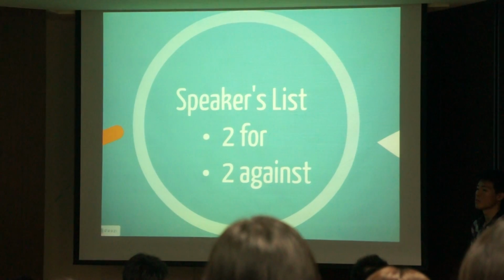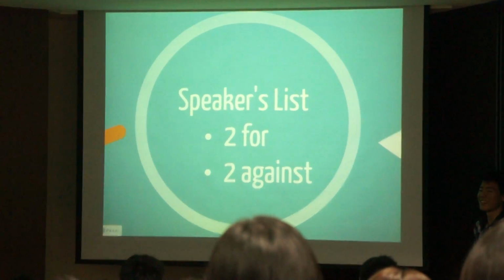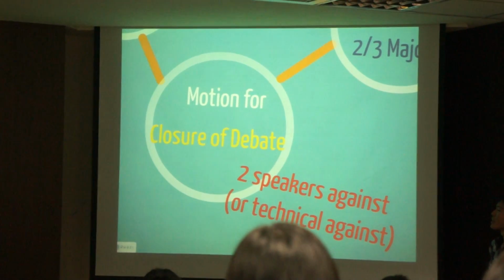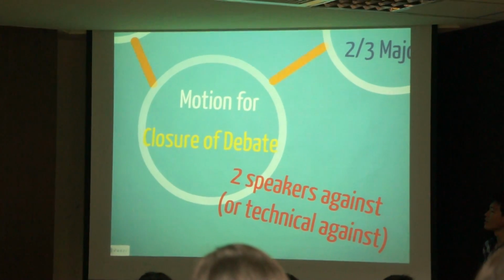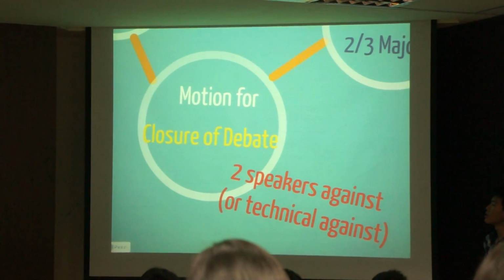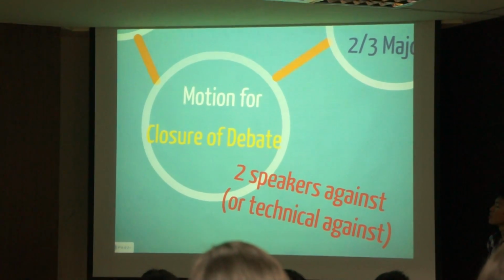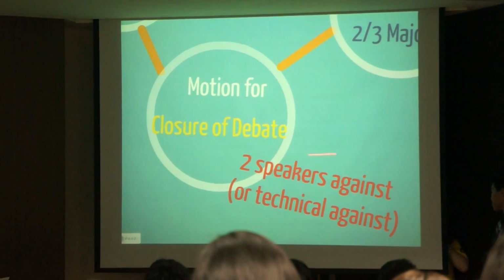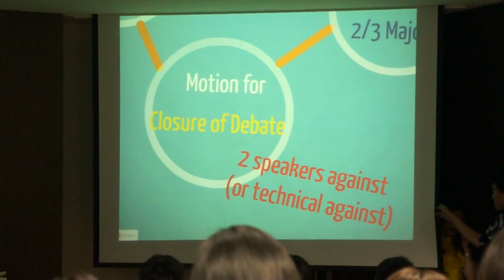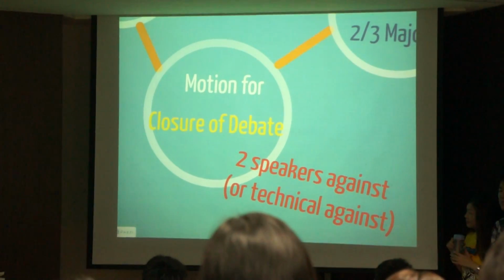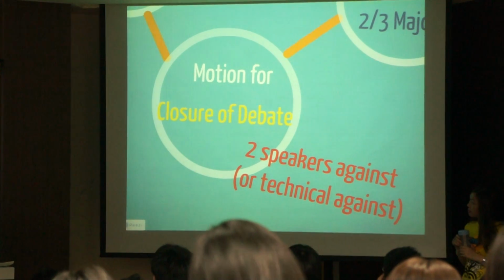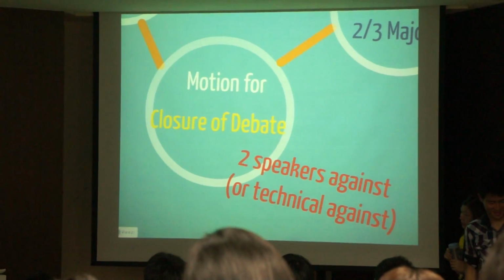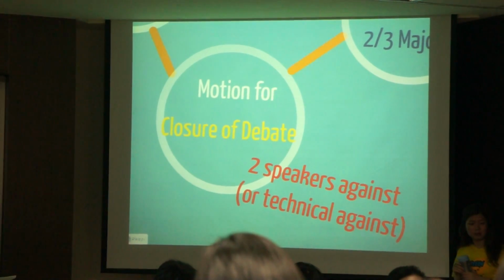Is that understood? Good. After all the speakers are done, a delegate will raise a motion for closure of debate, which means that you think everything is discussed. Okay, we have a consensus. We want to vote now. So this part will require 2 speakers against, which means that you think that there are still things worth discussing in the speakers list. Remember, being against is not against this motion. It is against the discussion to be continued.